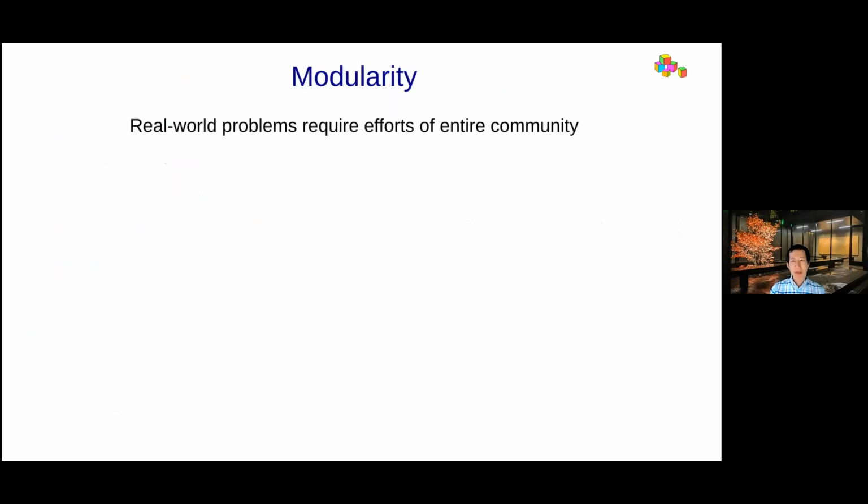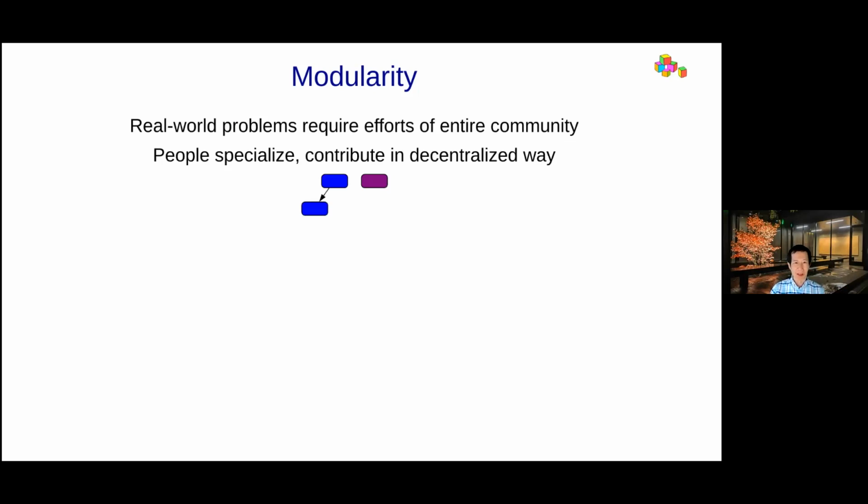So stepping back a little bit, why is this bundle graph the right way to think about progress in the community? Real world problems require the efforts of a whole community, right? So people specialize. Some people develop model architectures, some people create data sets. So in effect, everyone's contributing in some decentralized way. You can think about the CodaLab bundle graph as a concrete way of encapsulating what is already happening in the community.